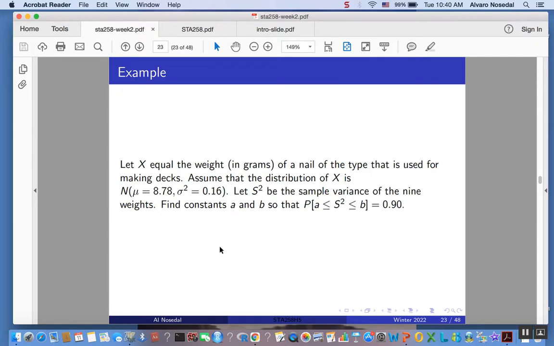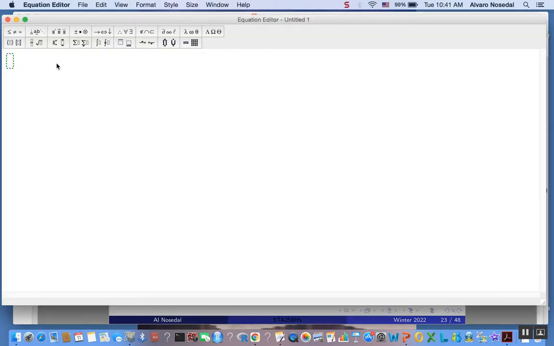And the ultimate goal of the problem is finding constants a and b such that the probability that the sample variance s squared is between a and b is equal to 90%. So that's the ultimate goal, finding a and b such that the probability that the sample variance s squared is between a and b is 90%. Well, let's try and provide a solution to that problem.